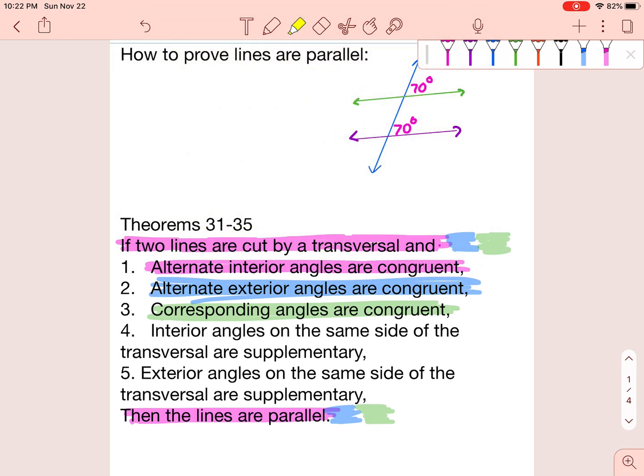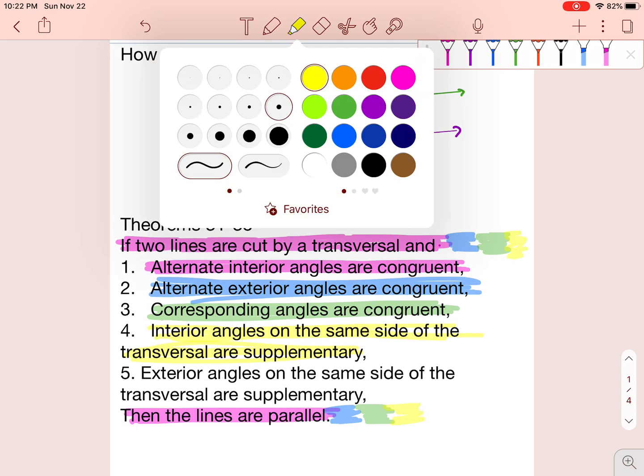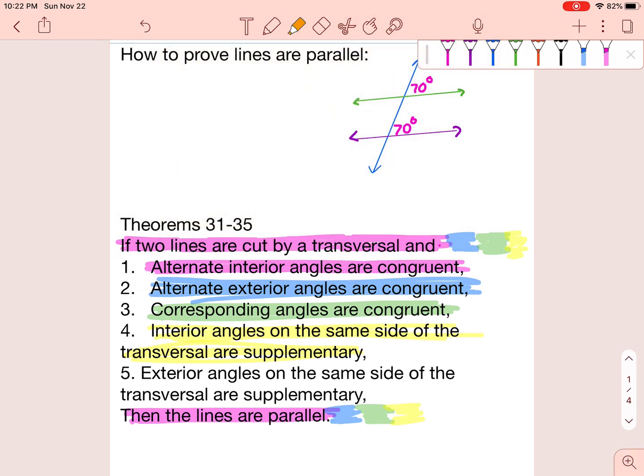Next one. If 2 lines are cut by a transversal and interior angles on the same side of the transversal are supplementary, then the lines are parallel. And lastly, I'm running out of colors. If 2 lines are cut by a transversal and exterior angles on the same side of the transversal are supplementary, then the lines are parallel.